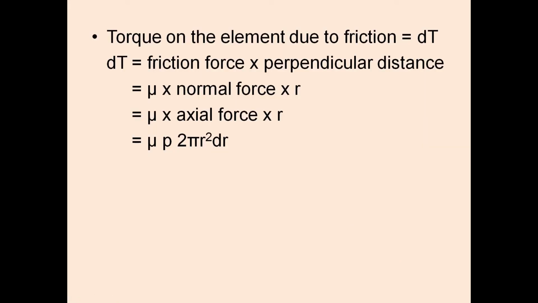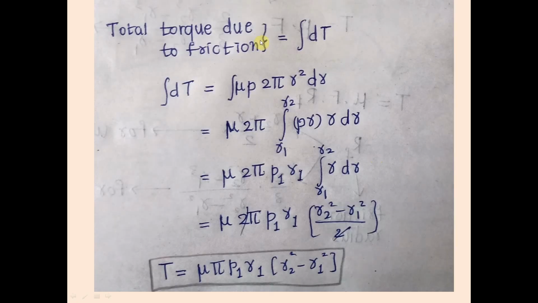Torque on the element due to friction is equal to dt, and generally torque equal to force into perpendicular distance, and here that force is friction force and perpendicular distance is r, and friction force is mu into normal force. So we have mu into normal force into r, and here that normal force is axial force. So we have mu p 2 pi r square dr. To get total torque due to friction, we will integrate the dt. Integral dt is equal to integral mu p 2 pi r square dr.